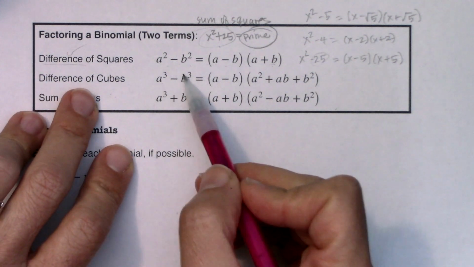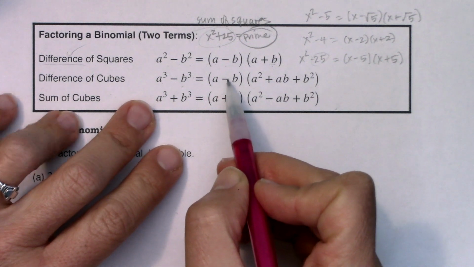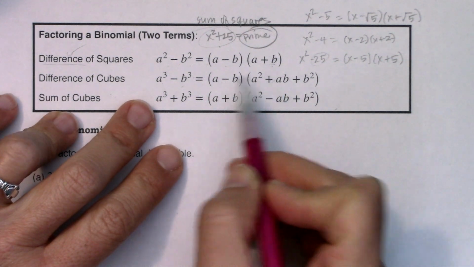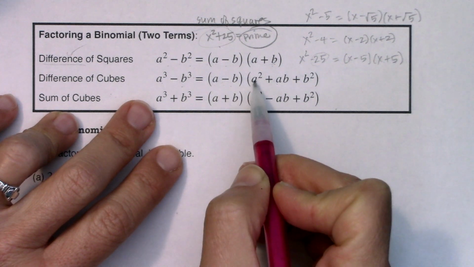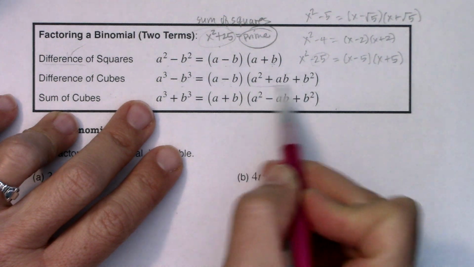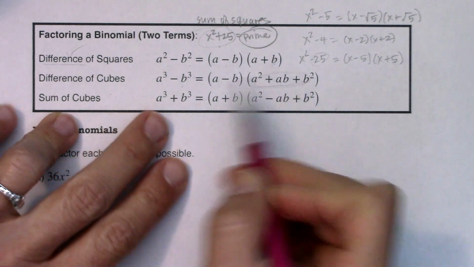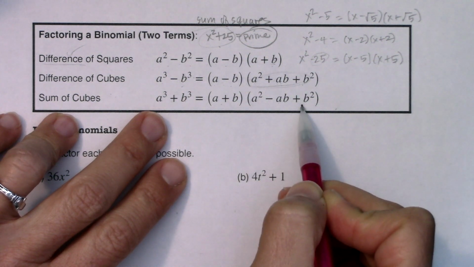A cubed minus b cubed is a little bit more intricate. We have to factor it into two terms, this binomial and this trinomial. So it goes a minus b and then a squared plus ab plus b squared. And this trinomial is prime. So there's no way to break this down any further. A cubed plus b cubed is a plus b, a squared minus ab plus b squared.